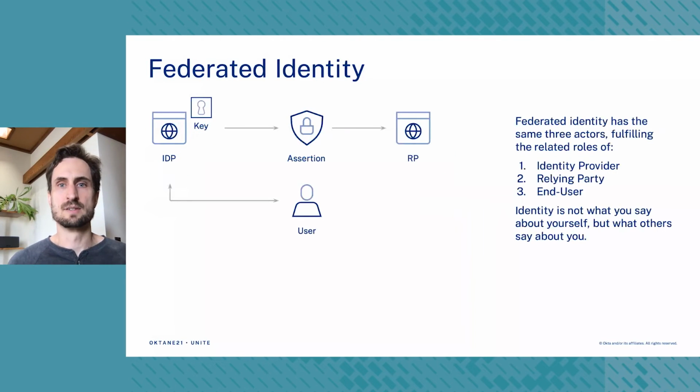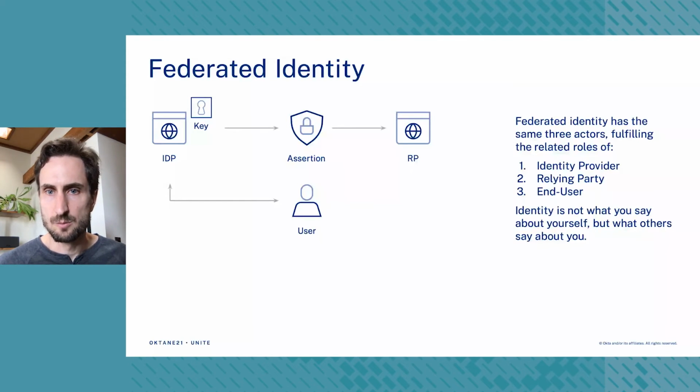These same actors exist in federated identity, but the roles have different terminology. In this case, the United States would be referred to as an identity provider. The airline would be referred to as a relying party, and Alice is an end user. Note also that the assertion is transferred directly between the IDP and the RP. There's a maxim in identity that goes, identity is not what you say about yourself, but what others say about you.